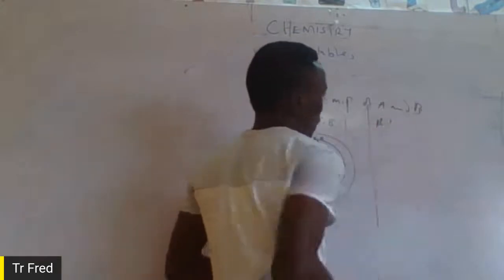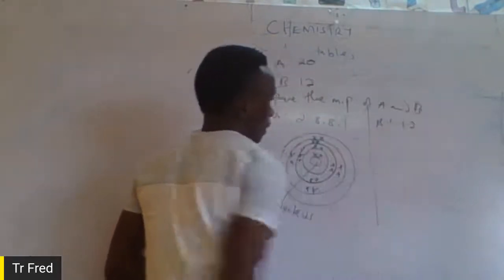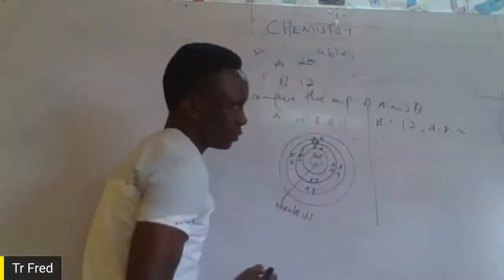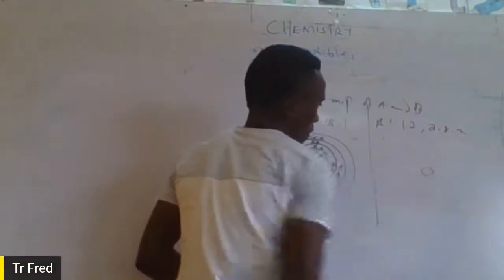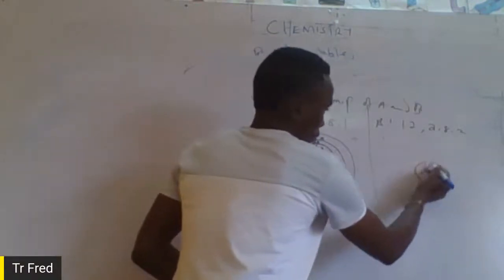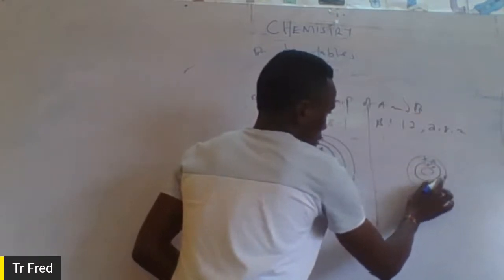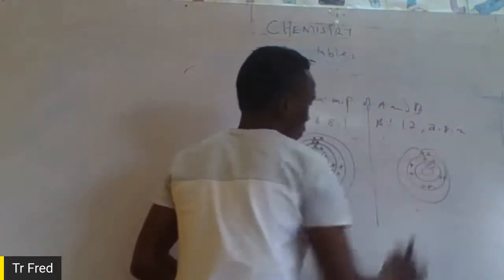B, remember it has an atomic number of 12, and the electron configuration will be 2, 8, and 2. Therefore, the distribution of electrons around the nucleus will be, remember this is the nucleus, so the first one will be 2, followed by another 8, and the last one will be 2.